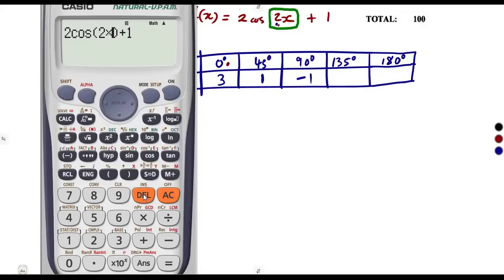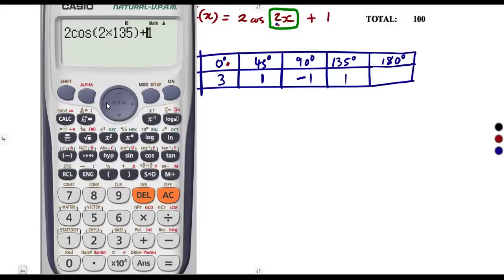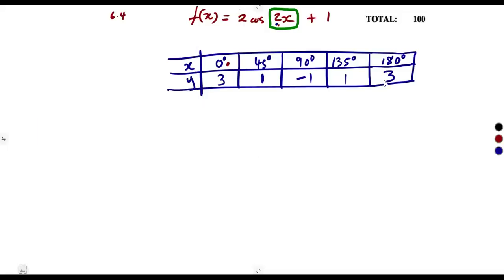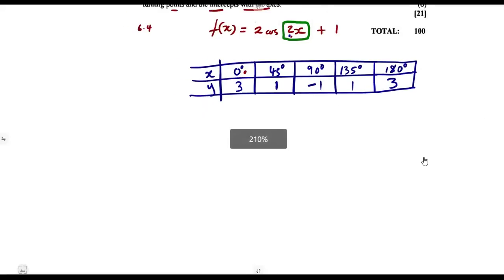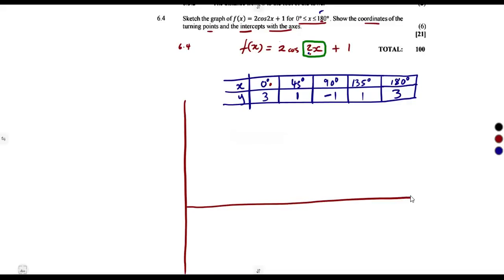So going on to 135, that is going to give us +1. Same thing at 180. That is going to give us +3, just like that. So guys, with this, we can have our sketches. We can see our graph is being taken from 0 to 180. The step is 45 degrees. So we can have our graph. As you can see, this graph is more positive. So that's our x, and this is our y.